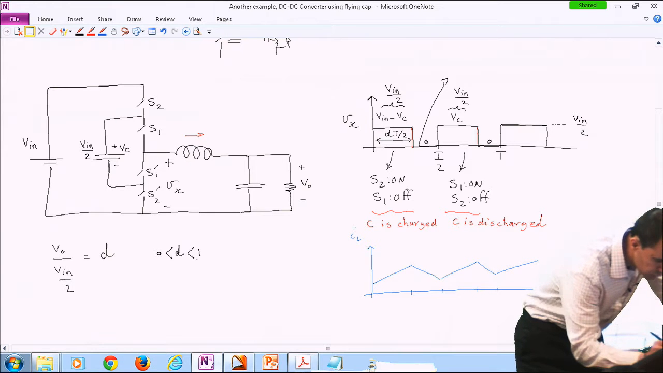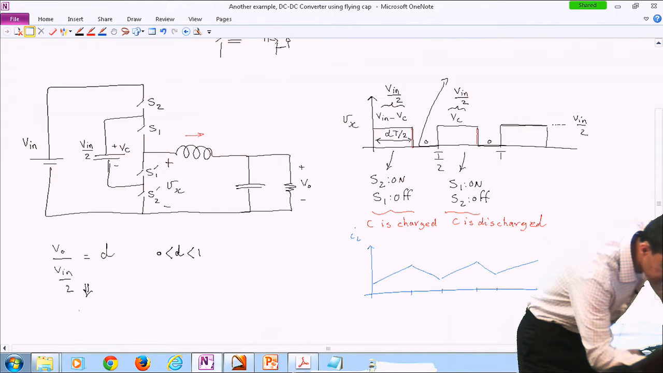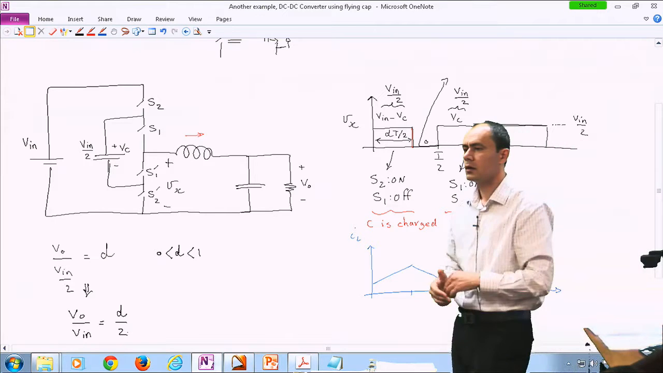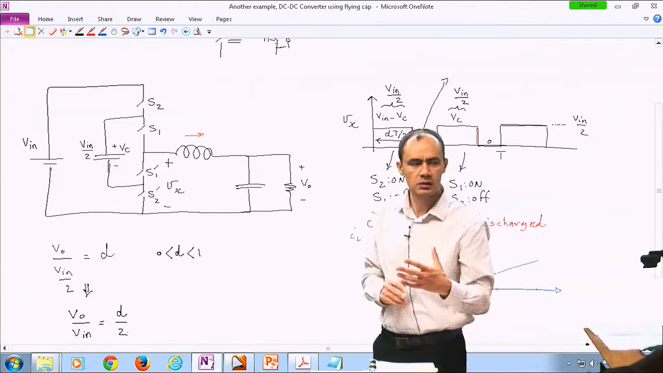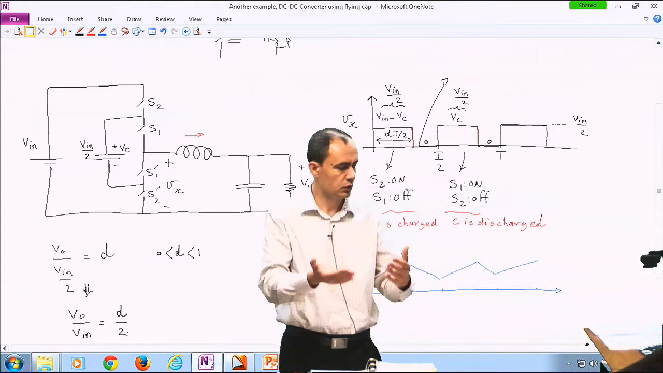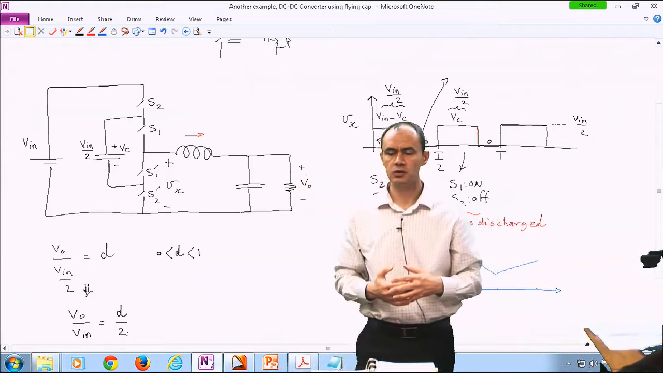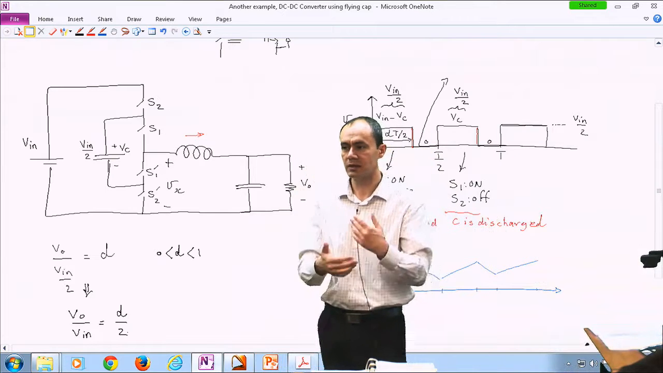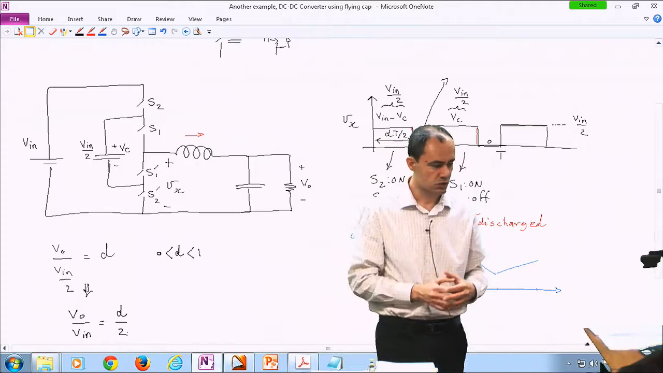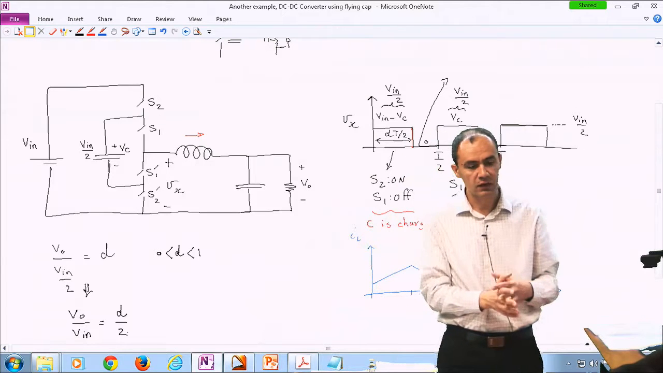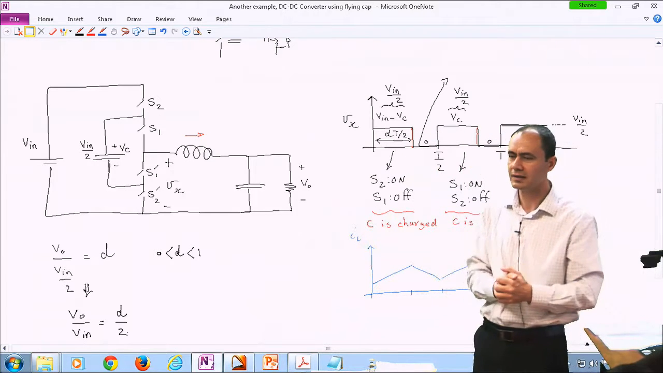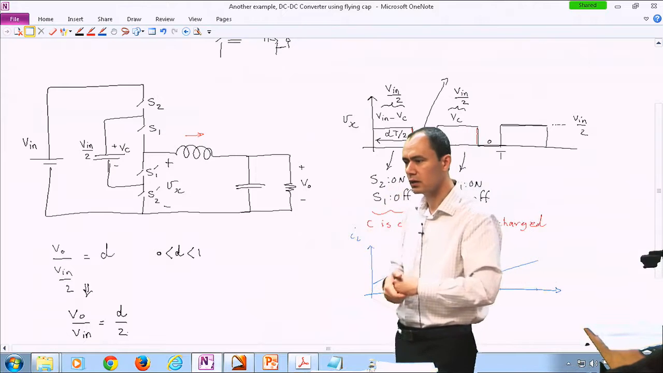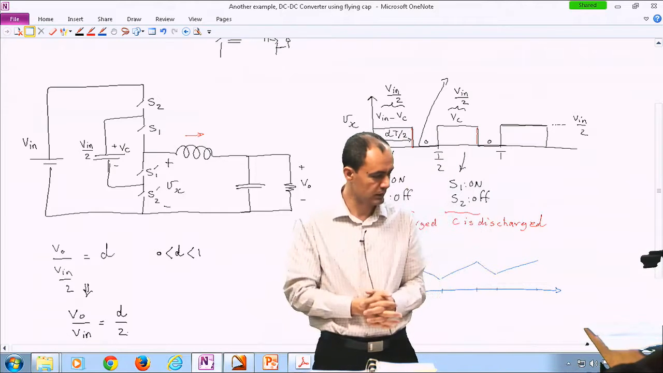All right, so the overall voltage transfer ratio would be, okay. So if you compare it against the classic buck topology, not only are you stepping down your voltage by the factor of D, you're also stepping down by a factor of 0.5. So in some applications, you would like to have a large, I don't want to call it attenuation, but anyway, an extreme step down kind of application.